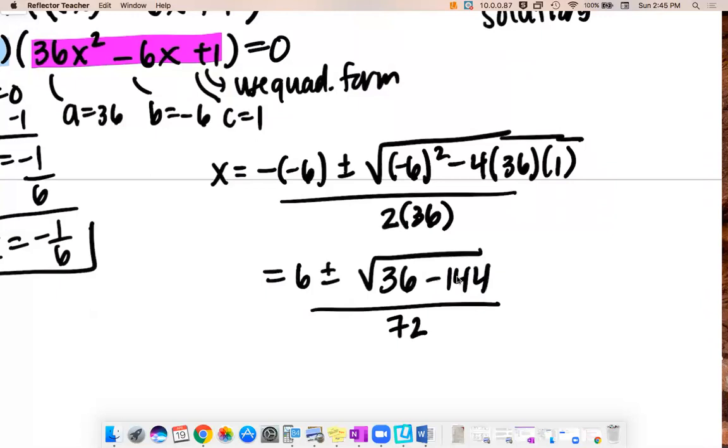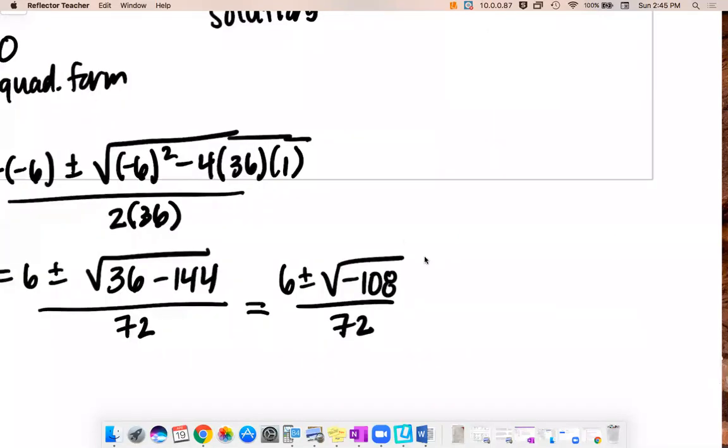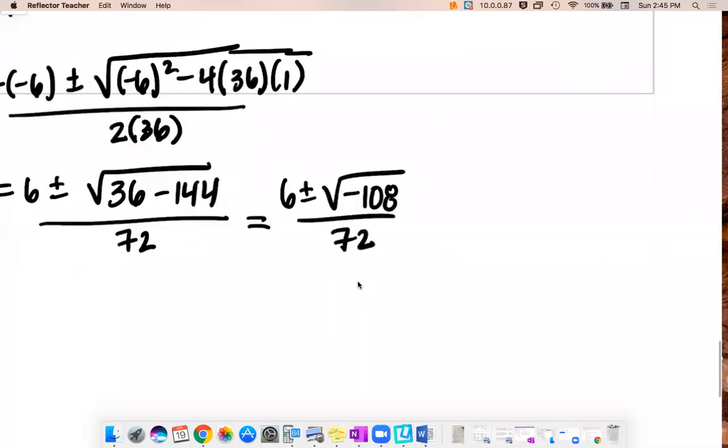Okay, so then in your calculator, you can do 36 minus 144, and you'll get 6 plus or minus square root of -108 over 72. Now, I did do a video on this, but you guys should know how to break this up at this point. So what you're going to do in your calculator, because this one's not as intuitive, is you're going to take 108, and you're going to start dividing by perfect squares.